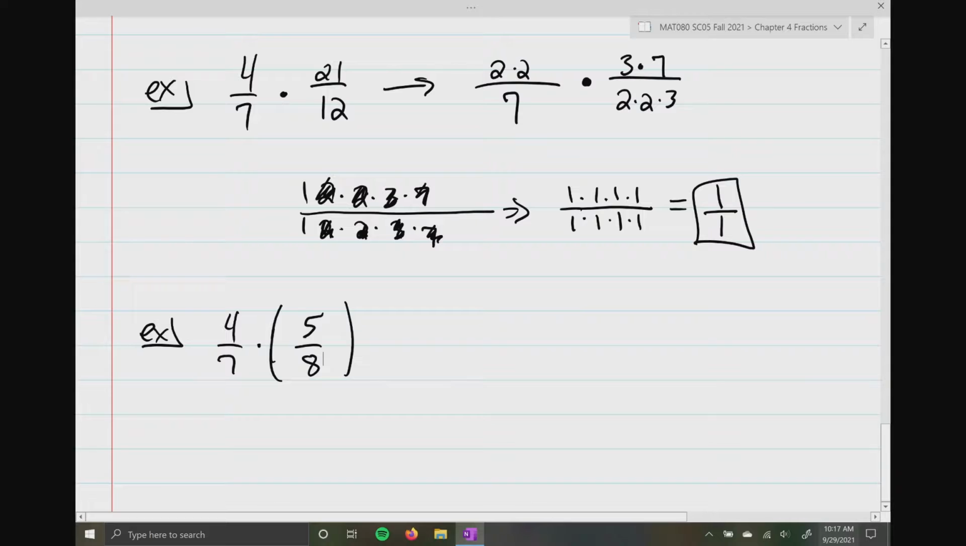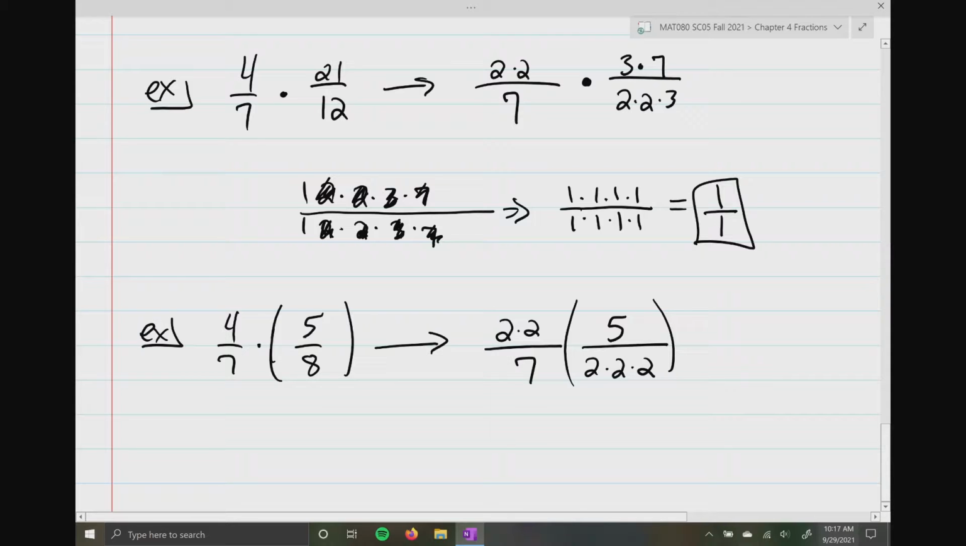4 over 7 times 5 over 8. I'm going to just speed up a little bit. First thing we want to do is simplify. That 4 is 2 times 2. The 7 doesn't change. The second fraction, 5 is a prime number. It doesn't break down. Now that 8 is really 2 times 2 times 2. Does that make sense, everyone?